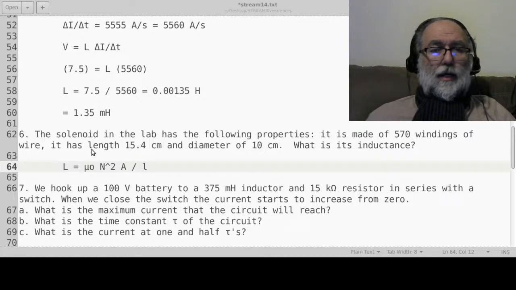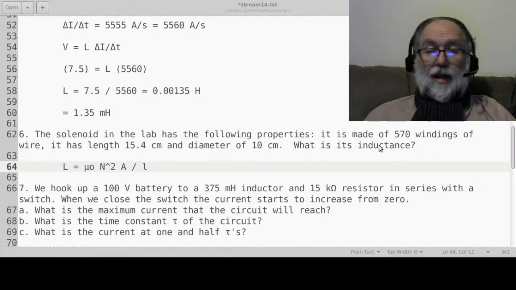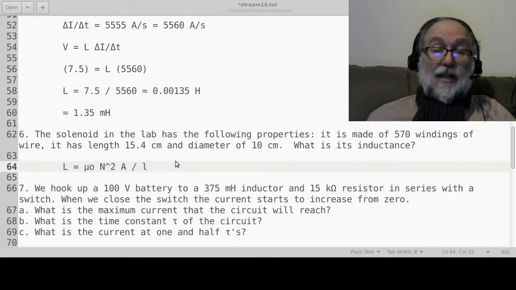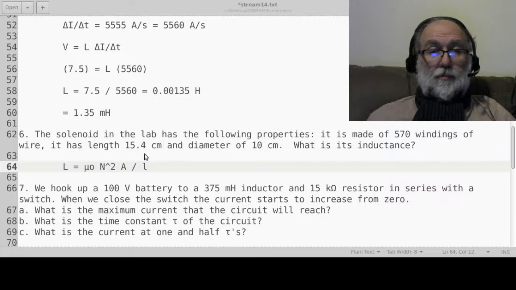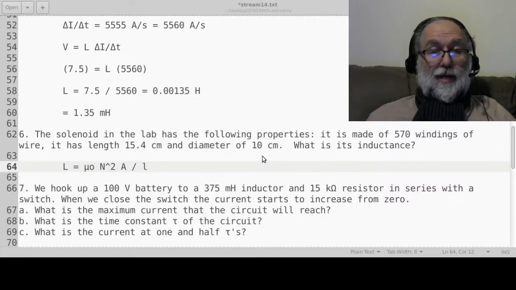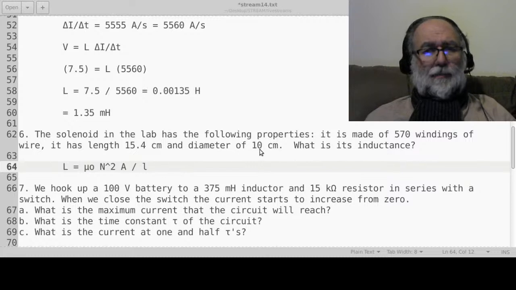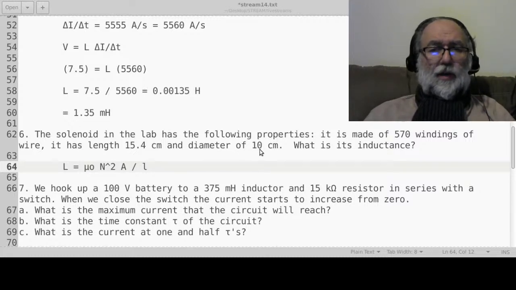All right, and so that solenoid that we played with in the lab had 570 windings of wire around it. You didn't have to count them. We told you that in the lab write-up. If you measured the length of the solenoid, it was 15.4 centimeters. And the diameter, I don't actually know. I didn't measure, and I don't think it's in the lab handout. So this number I actually guessed. I just said 10 centimeters. It's probably less than that, but that's okay. This is good enough.